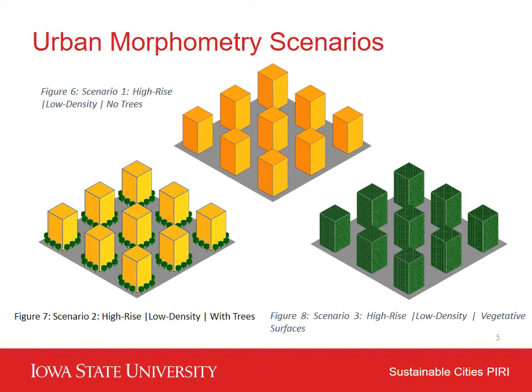So for this particular paper, we are studying one morphometry scenario, which is high-rise, low density. You can see tall buildings, and on the top, this is the base case. On the lower left, you see the scenario with trees, and on the right, you see the covering with vegetative surfaces. Those are the 3 cases under study here.